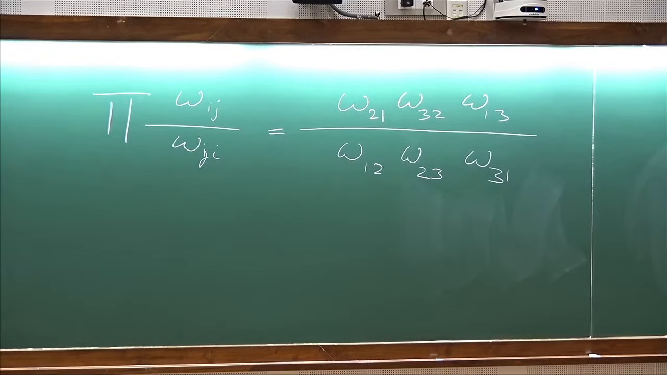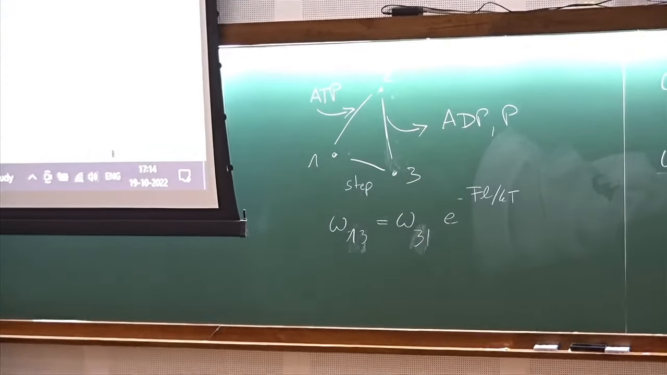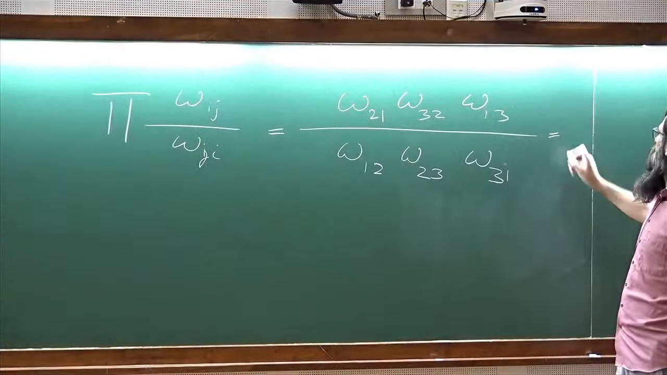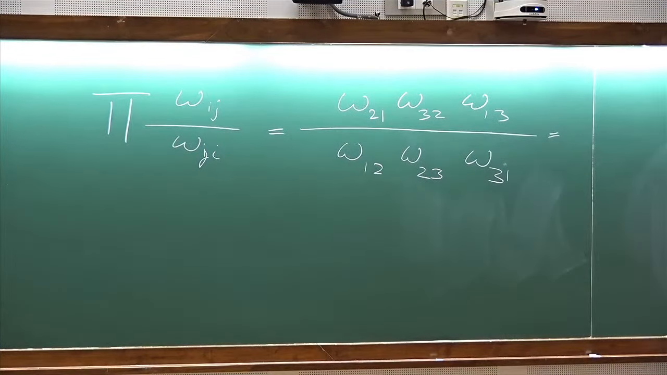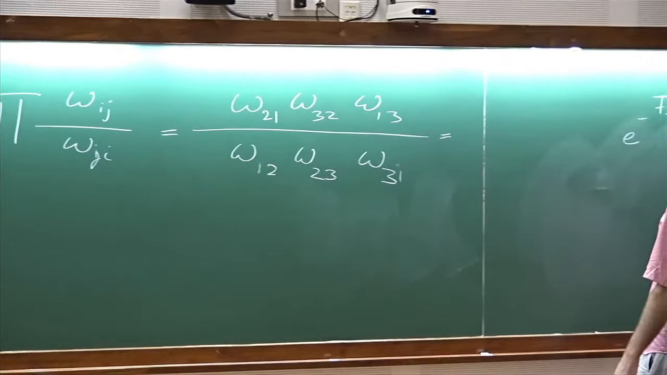Okay, the first thing we can make use of is this condition here. We have the local detailed balance in the step where I have directly a relation between the two rates, which is this factor here. Which one was that? 1, 3 and 3, 1. These two terms will give me an exponential of the force. So let's write this here: e to the minus FL over kT.